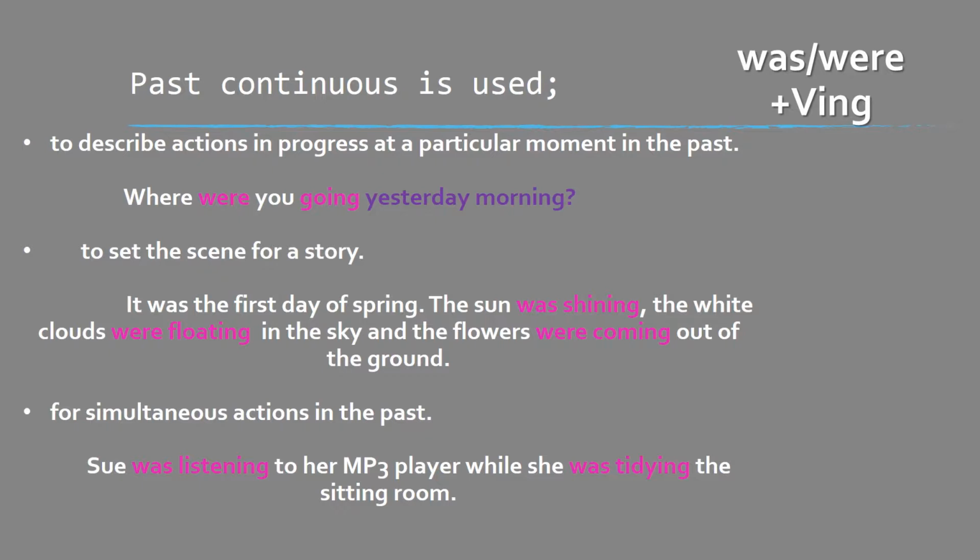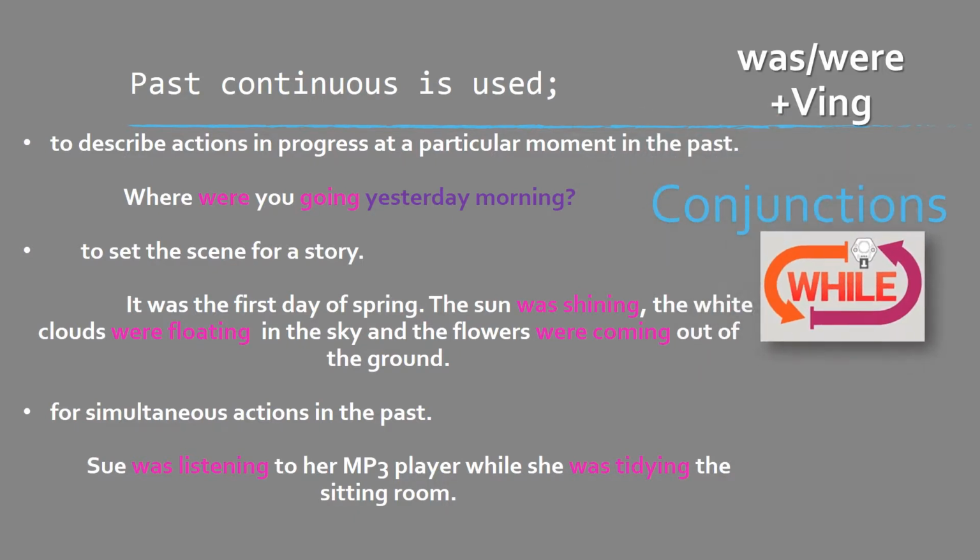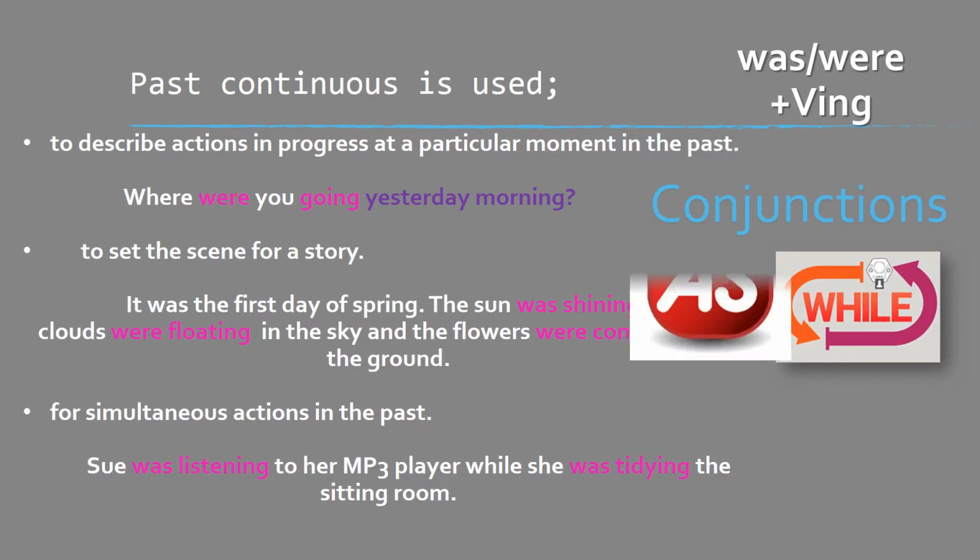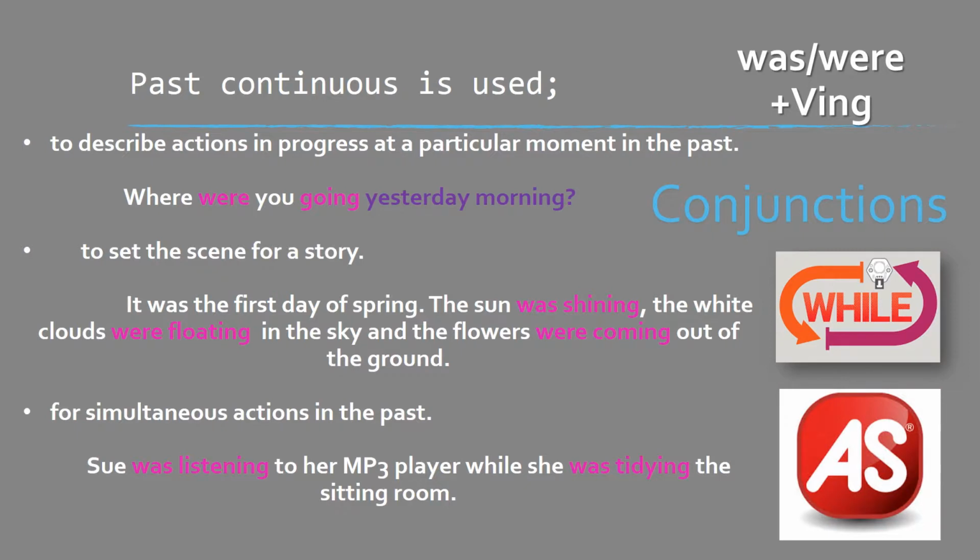Sue was listening to her MP3 player while she was tidying the sitting room. So be sure about the form of the past continuous. We put was or were and add verb ing next to it. Let's talk about the conjunctions now. While and as are the most common conjunctions which are used with past continuous.